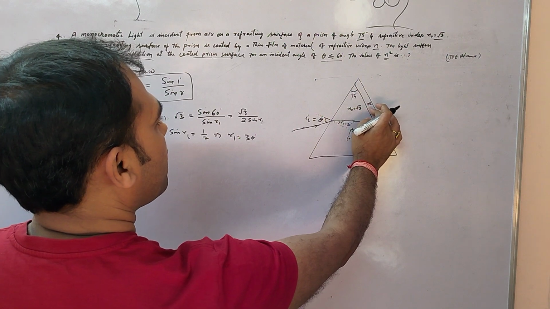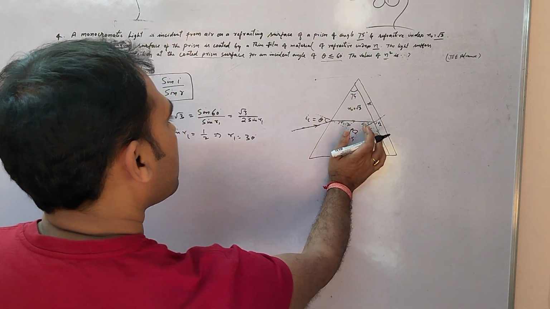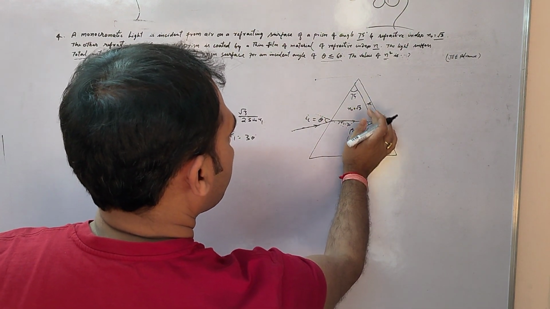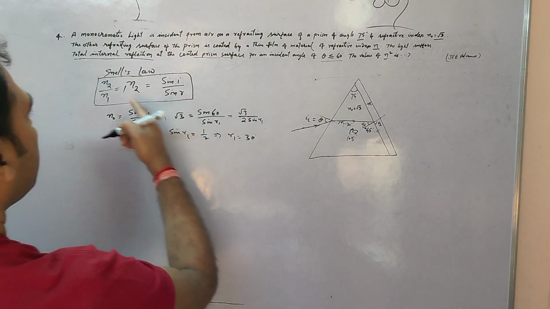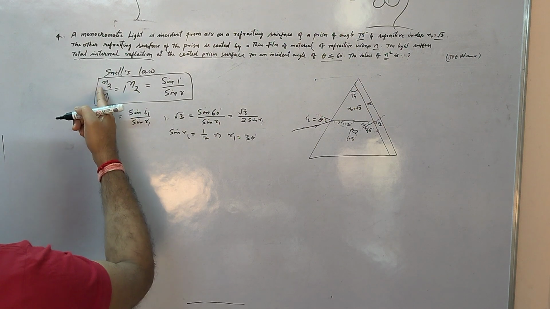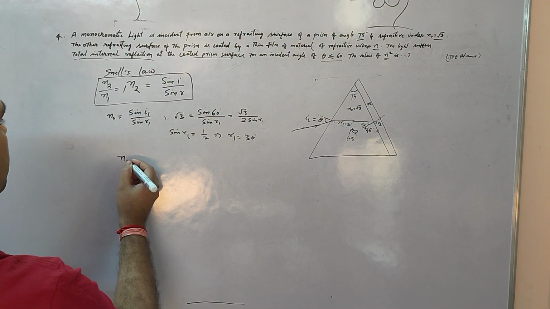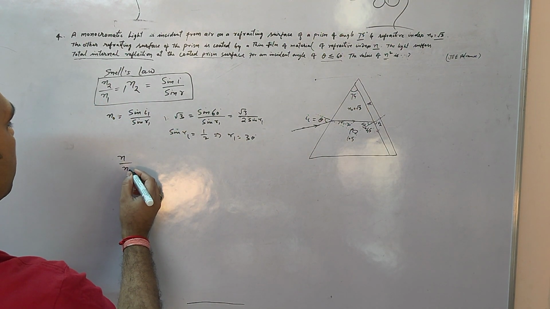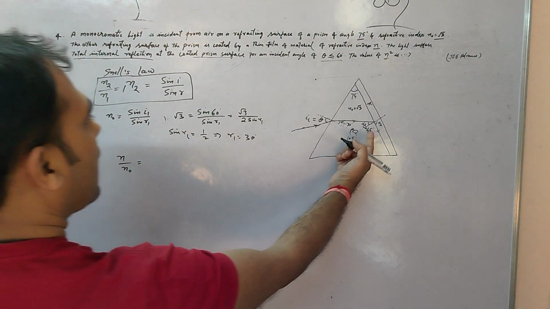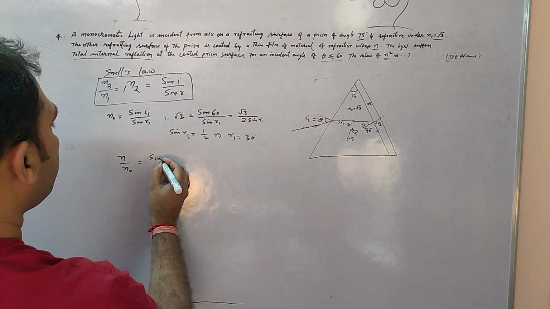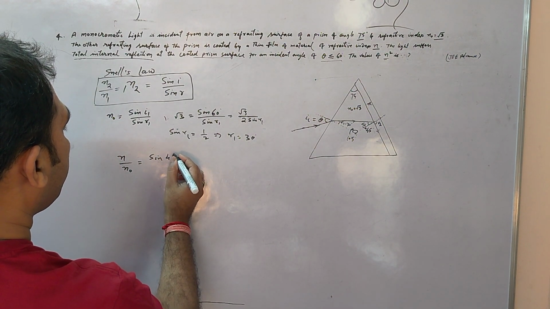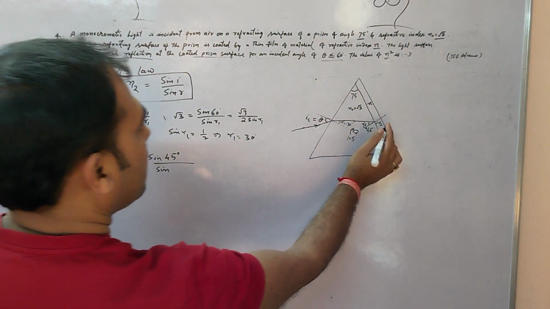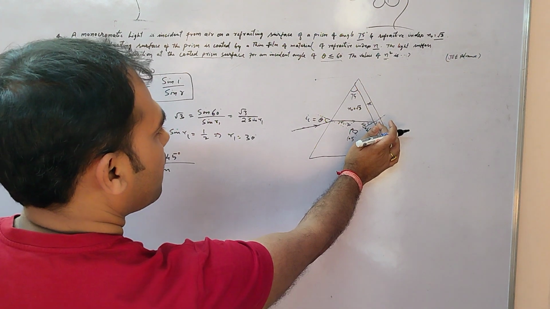Okay. Now let us consider this surface. For this, light enters from this medium to this. So here this will be applicable: n2 upon n1 will be n upon n naught. sin i will be sin 45 degree, and sin r will be sin 90 degree, total internal reflection.